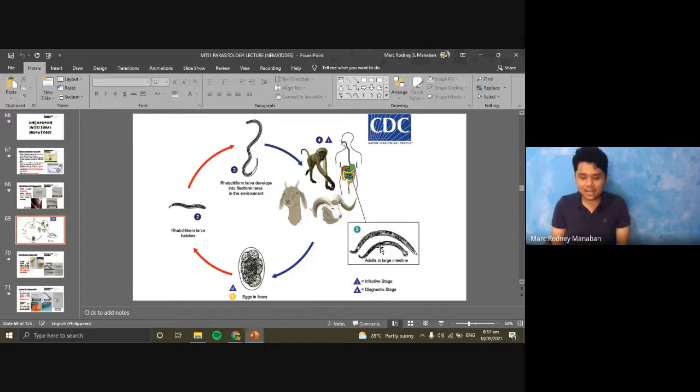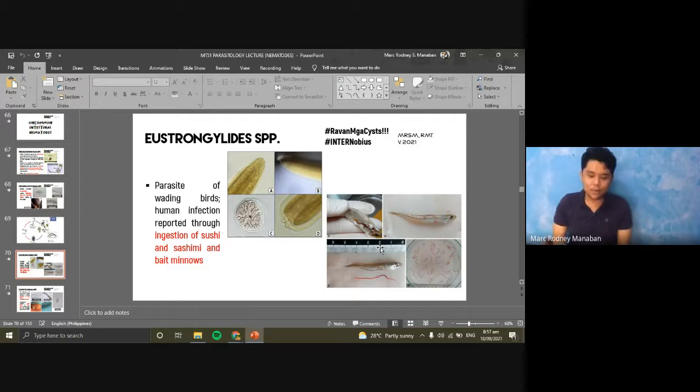Alright. Next, you have your Eustrongylides. Eustrongylides is, again, common in fish. Alright? It is found in fish, and it's a parasite of wading birds. So, these are cranes, wading birds that just walk in the lake, or in the river, or in the water, and then eat fish. And then, it is also a parasite of fish, again, freshwater fish, or minnows, bait minnows, the small ones, alright?